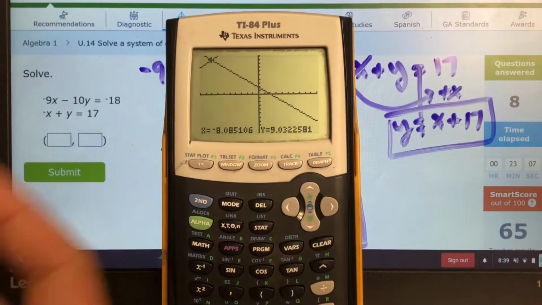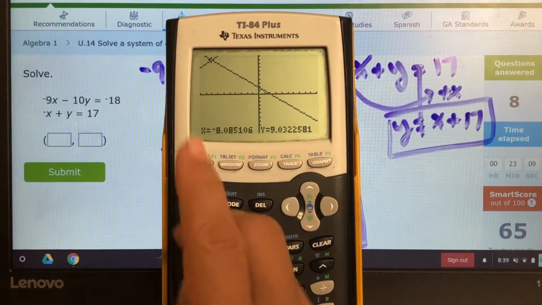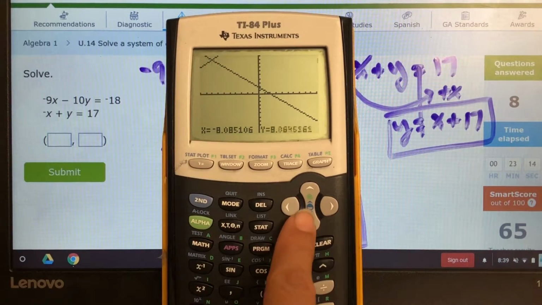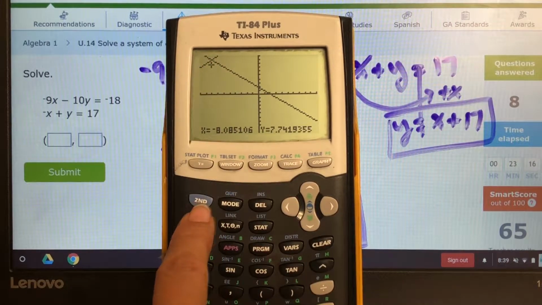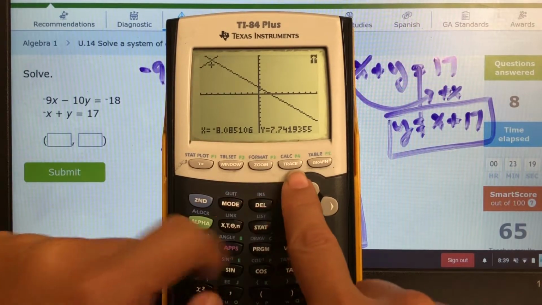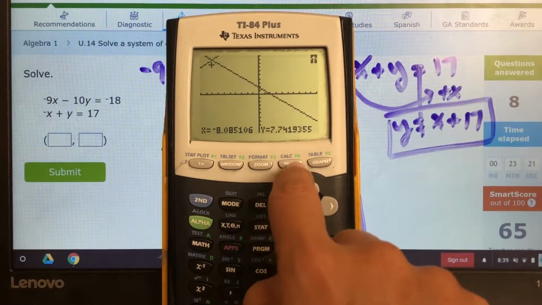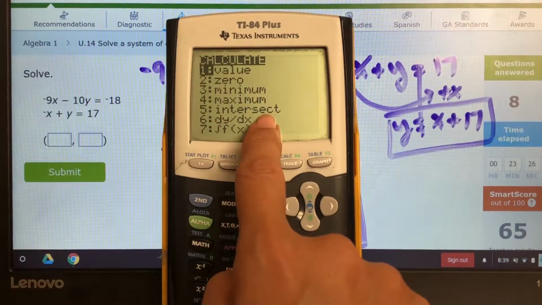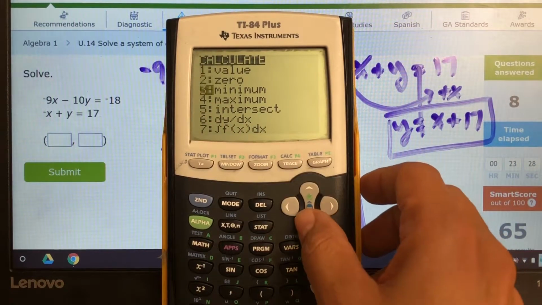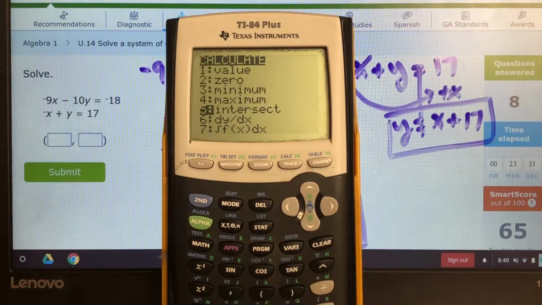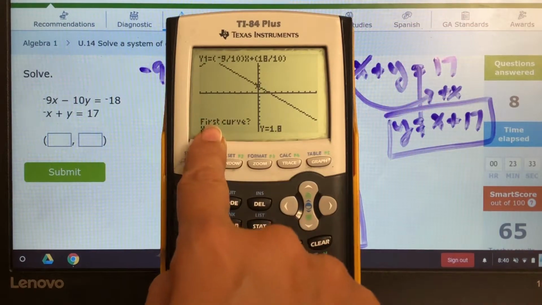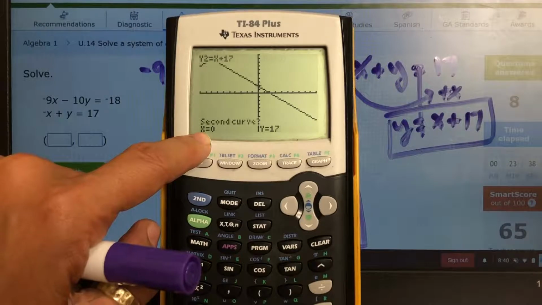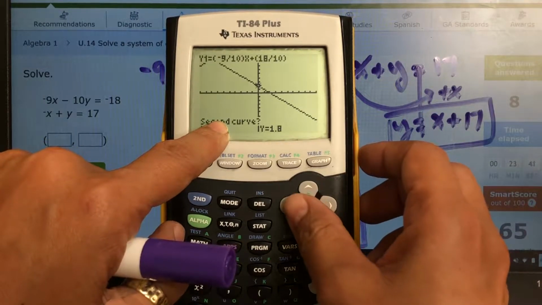Now, to actually calculate this, actually now that I'm thinking about it, you can calculate that exact intersection, okay? So if I hit second, the blue button, and you see above trace, anything in blue is controlled by the blue button. See calculator? You're going to hit that. And you want intersect. So you can hit the number 5, or you can come down with the arrow and press enter. First curve. Okay, so for the first curve, you make sure it's on a curve. You press enter. Second curve, you need to find the second curve.